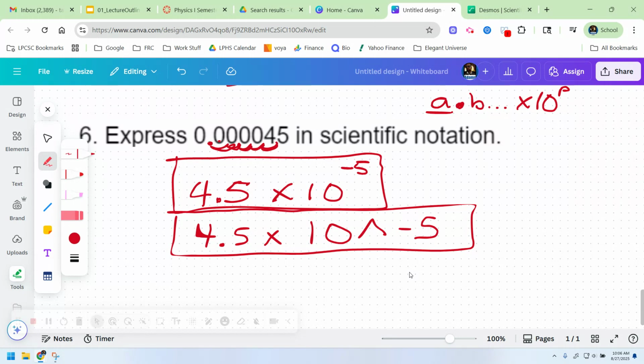Okay, those two things mean the same thing. This is what we call the caret symbol, and it's just saying, look, this number goes up in the top. It's superscript. That's all it's saying. Okay. All right.